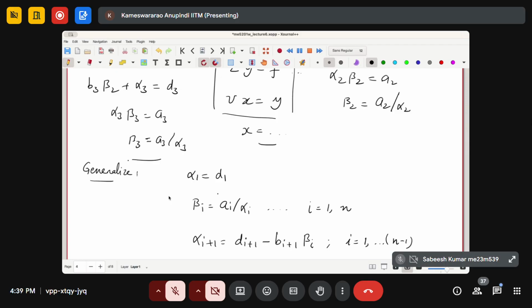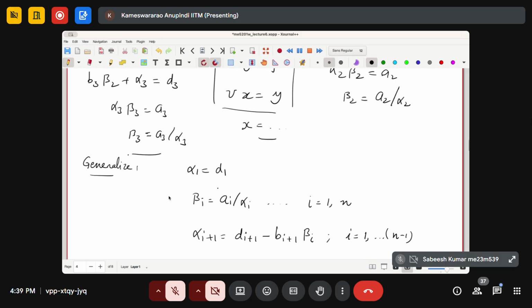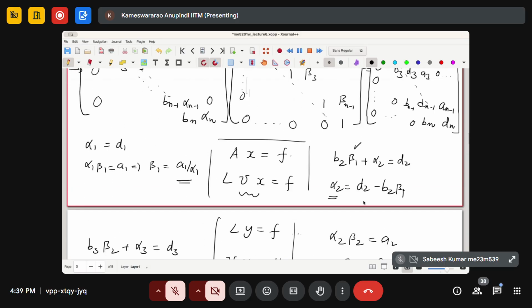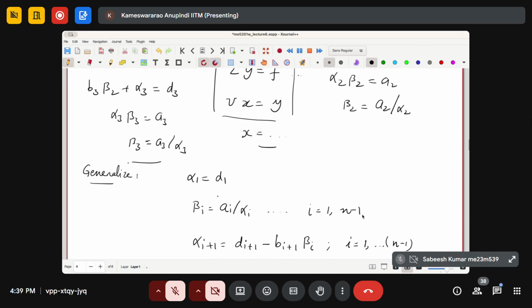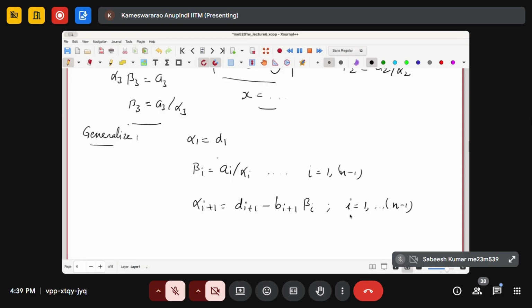Sir, for beta I also it should be up to n minus 1. Yes, up to n minus 1 only. There is no beta n, so this should be up to n minus 1. So beta I equals this thing and alpha I plus 1 equals this thing.